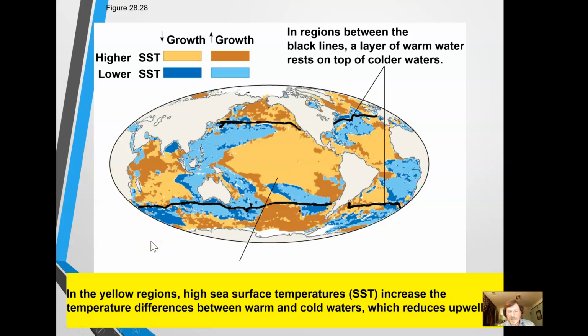Here showing you what's happening with the increase in water temperature associated with climate change. In the yellow regions, the sea surface temperature increase has happened. And so where it's going up, you can see it in the orange and the brown, and where it's getting cooler, it'd be a little bit in the blue.